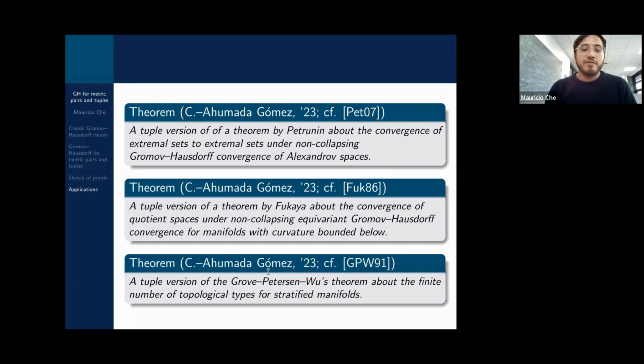And finally, we also apply this framework to the setting of stratified manifolds and proved a tuple version of the Grove-Petersen-Wilhelm theorem about the finite number of topological types of stratified manifolds. And if you have any question about this, please ask me once we finish the talk.